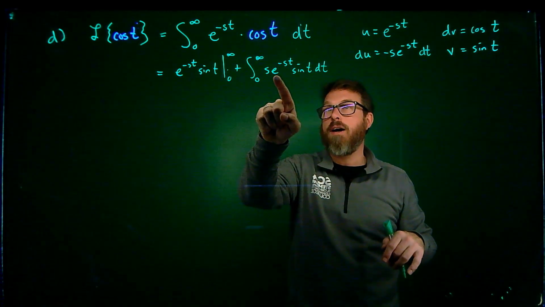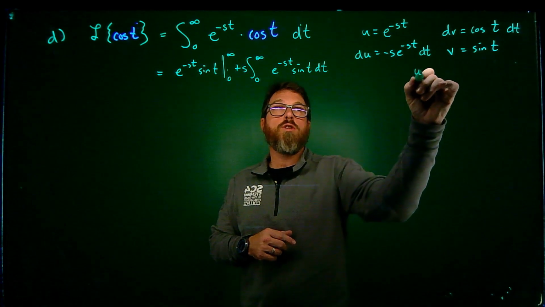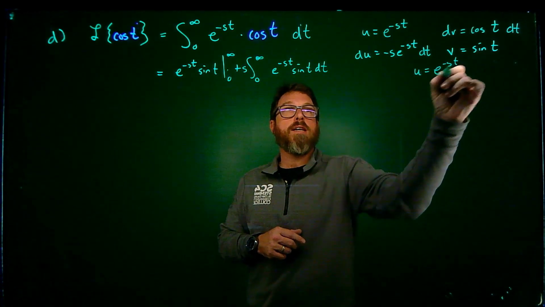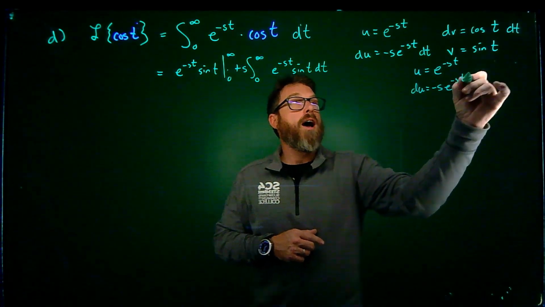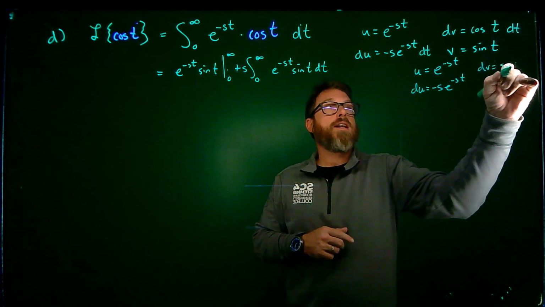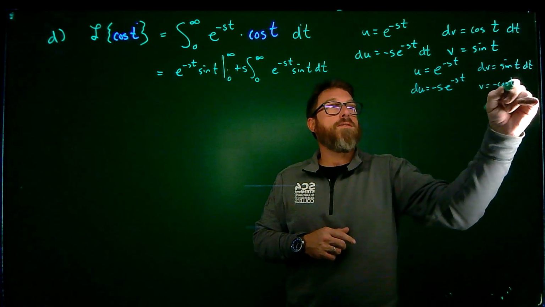I still have an e to the st. You can pull out that in this piece here. So we're going to do u is going to be equal to e to the minus st. du is going to be equal to minus s e to the minus st. dv is going to be equal to the sine of t dt. And then v is going to be equal to minus the cosine of t.